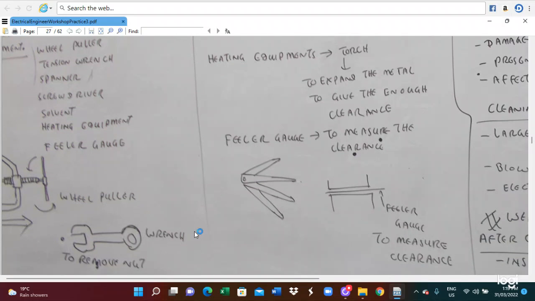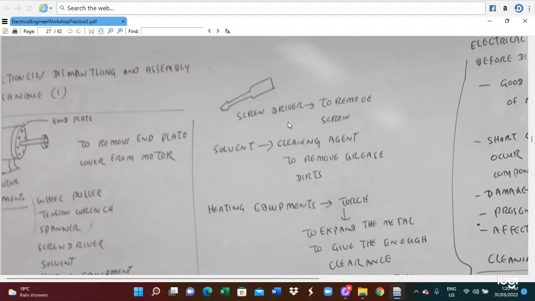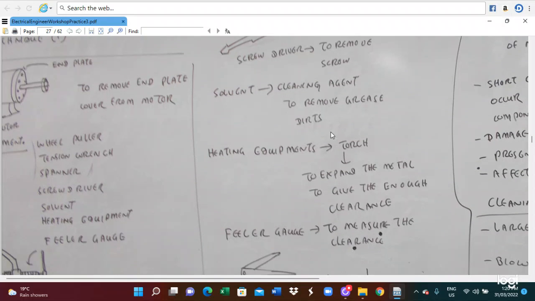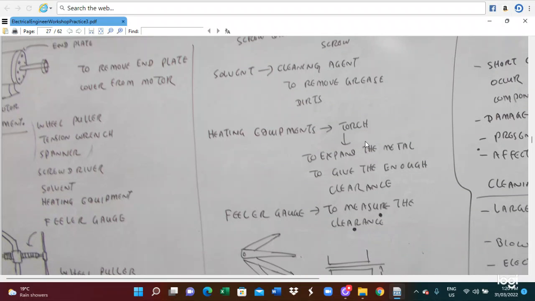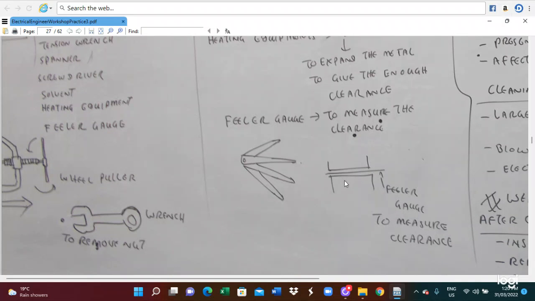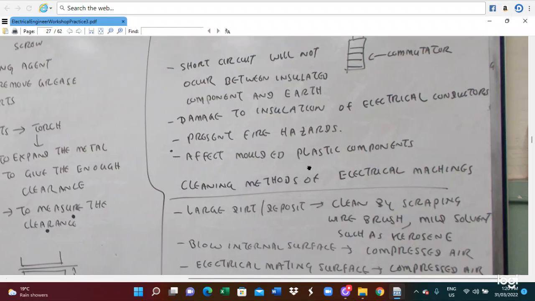This is the wrench to remove the nut. In this case, we also utilize the screwdriver to remove the screw, and solvent as a cleaning agent to remove the grease and dust. Heating equipment, we use the torch to expand the metal to give it enough clearance. Feeler gauges are utilized to measure the clearance, so this is the feeler gauge utilization.